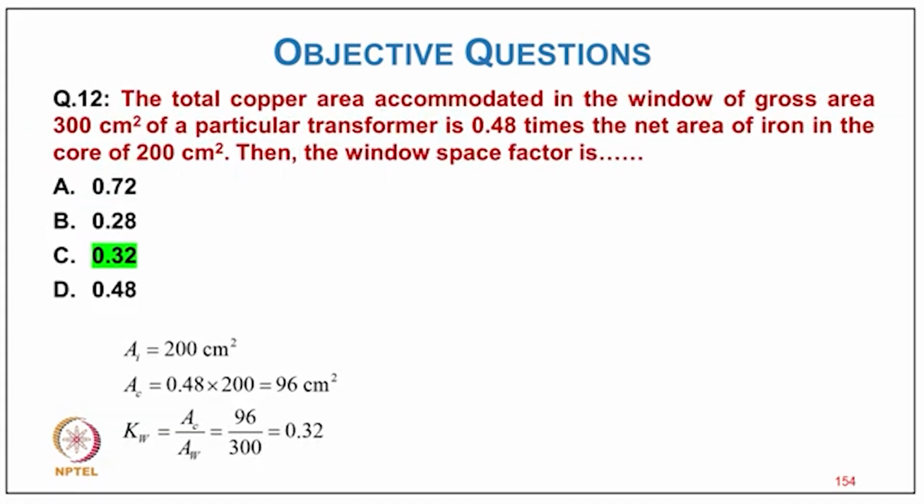The total copper area accommodated in the window cross-section area of 300 centimeter square for a particular transformer is 0.485 times the net area of iron, 200 centimeter square. The window space factor after this calculation comes to 0.432.